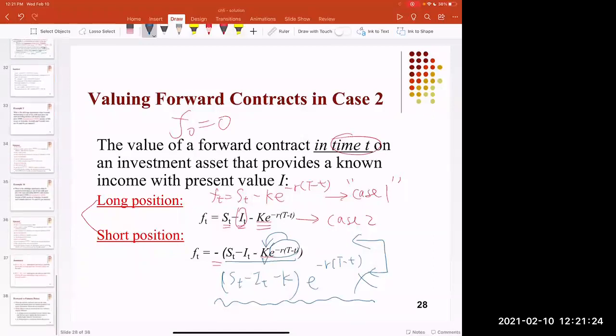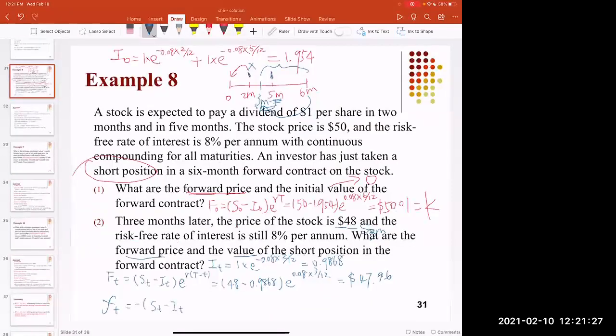Okay, so let's go back to the question. We do S_t minus I_t minus K with continuous discounting over T minus t. S_t is 48, minus I_t is what? I_t we found 0.9868. And minus K, what is K? 50.01, times the discounting with R 0.08. How many months left? 3 months, 3/12. Okay, you can do the calculation. Make sure the discounting is just for K, not for S_t minus I_t.